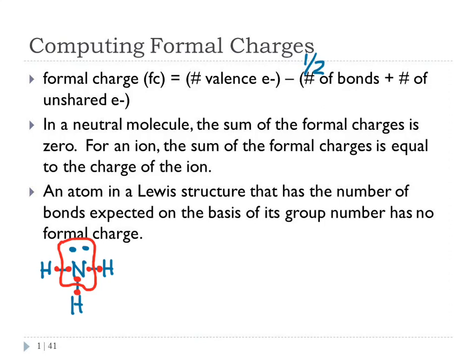We'll look at one of those. So here what we're doing is we're comparing the number of electrons that nitrogen owns, which is 5, and the number of valence electrons that nitrogen has. So nitrogen has 5 valence electrons. We subtract the number of electrons that it owns in the structure, and that gives us the number 0. So the formal charge for nitrogen is 0. How many valence electrons does hydrogen have?